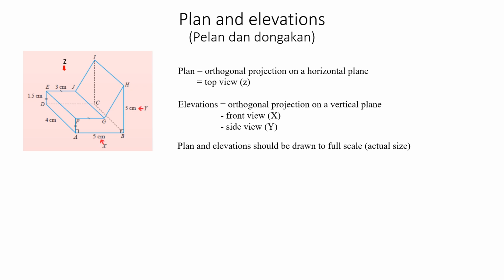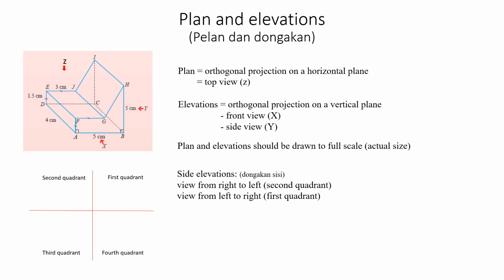And it can be drawn into a figure which is divided into 4 quadrants. The position of side elevation is in the first or second quadrant, depending on the viewing direction. If viewed from right to the left, for example, it's viewed from this right to the left, so the side elevation should be in the second quadrant. But if the viewing direction is from the left to the right, if viewed from here, it should be in the first quadrant.